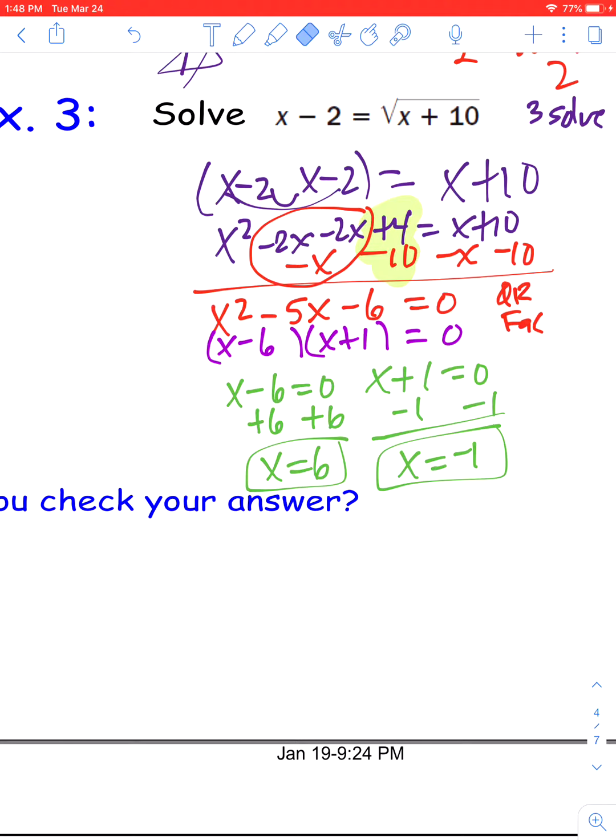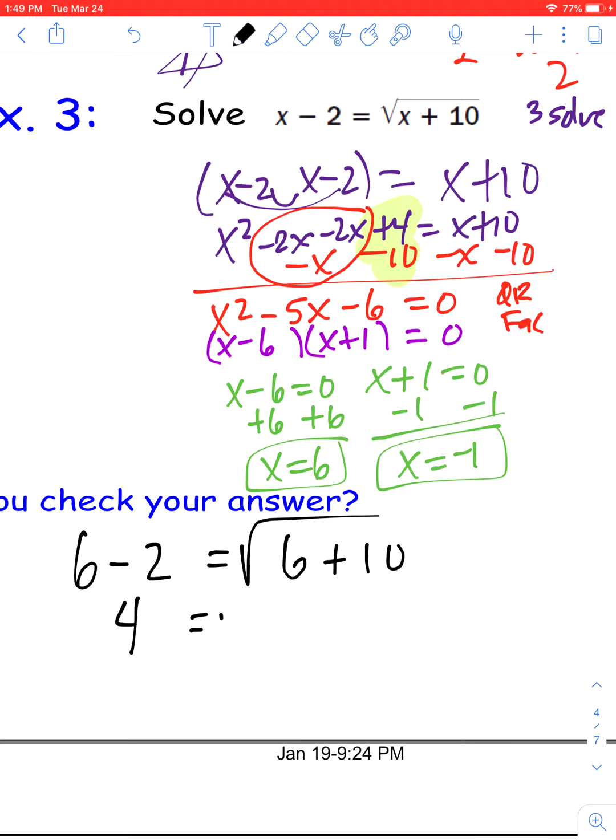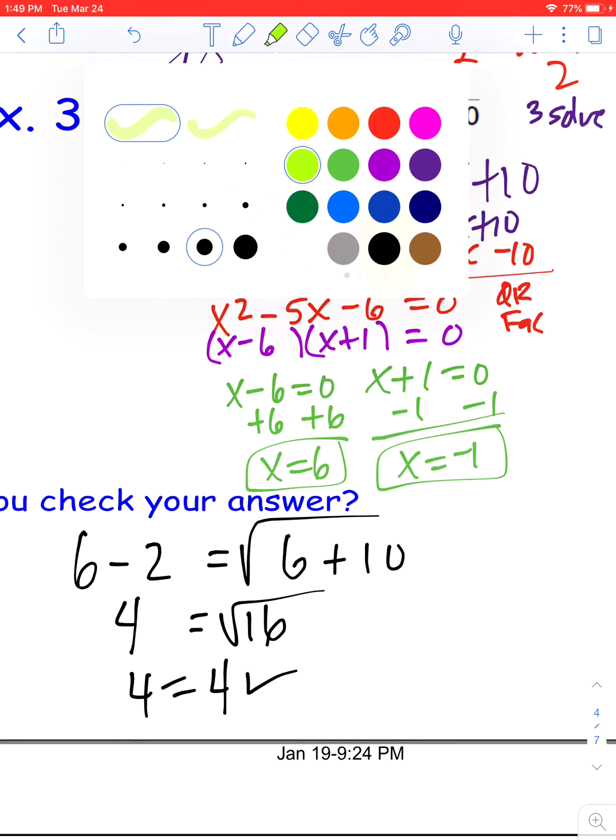Our original problem was x minus 2 equals the square root of x plus 10. Instead of the x's, I am going to fill it in with 6. Remember, I can only do one at a time. I can't fill it in with the 6 and the -1, just the 6. Well, 6 minus 2 is 4. I don't need a calculator for this, but feel free to use one. And the square root of 16 is 4. That checks, so that means x equals 6 is a solution.